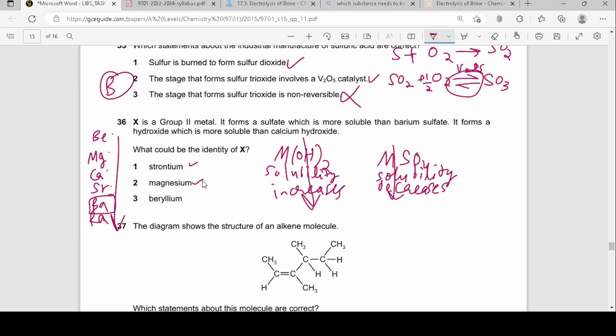So till now I haven't really eliminated any of these options. But then it forms a hydroxide which is more soluble than calcium hydroxide. So calcium is here, which means it can only be strontium, right? Because it's above barium but below calcium. So strontium is my correct answer. Magnesium and beryllium are out. So the correct answer is going to be D. Next question.